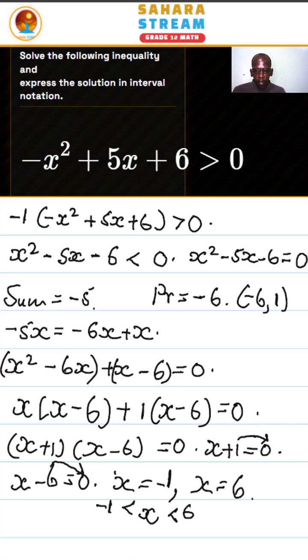Since I have this range, it means x can be any value from negative 1; it can be 0, 1, 2, 3, 4, 5. But 6 is not inclusive, and also negative 1 is not inclusive, because we don't have the equality sign here. Now that I have this range, to write it in interval notation, I just need to put in brackets negative 1, comma 6. That's how we solve this inequality. This is the final answer.